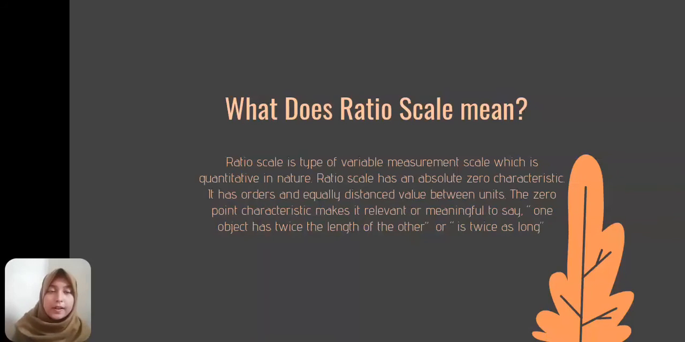The zero-point characteristic makes it meaningful to say one object has twice the length of the other, or it is twice as long. What we mean by this is, let's take an example from age. Someone who is 40 years old is twice as old as someone who is 20 years old. Someone who is 20 years old is twice as old as someone who is 10 years old. So the ratio in this ratio scale makes sense.